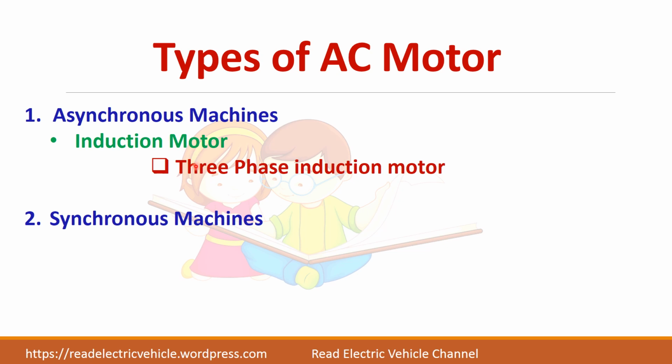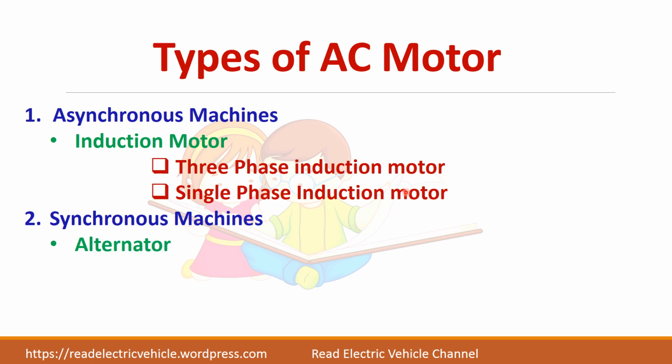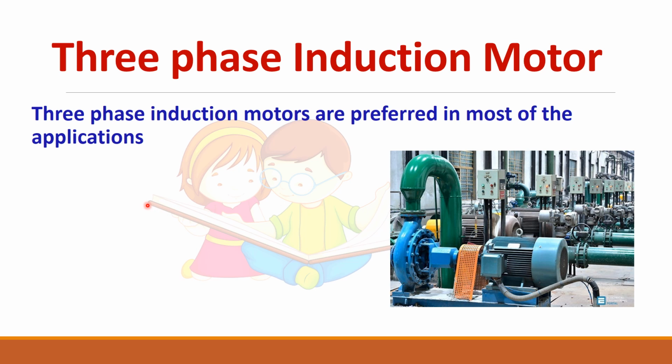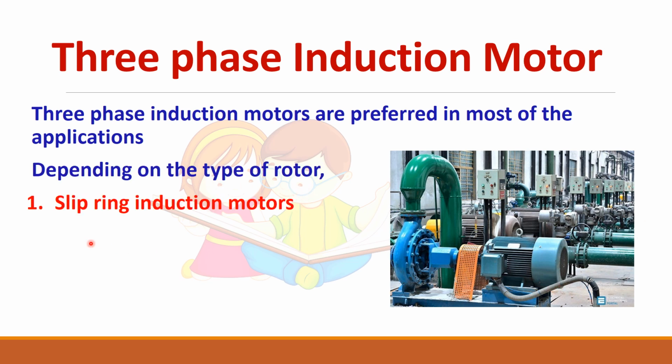So induction motor, there are two types, three-phase induction motor and single-phase induction motor. In synchronous machine we have alternator and synchronous motor. So in this video we will be seeing only about three-phase induction motor. Three-phase induction motors are widely preferred in most of the industrial applications. Depending upon the type of rotor they have, it is basically classified into slip ring induction motor and squirrel cage induction motor.